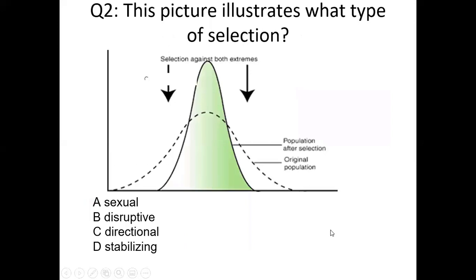So I'm going to talk about different types of selection, natural selection being the most common type and the type that you think about most frequently with selection. It can be divided into its own different types. So I'll ask you this question and see if you remember. This picture illustrates what type of selection, A, B, C, or D? Is it A, sexual, B, disruptive, C, directional, or D, stabilizing? Which one is it? Try your answers, even if you're not quite sure, and then we're going to go on.